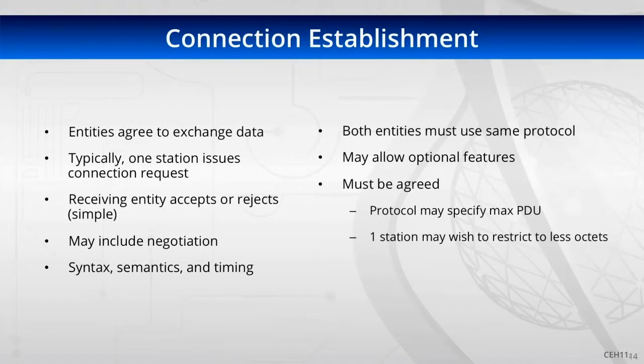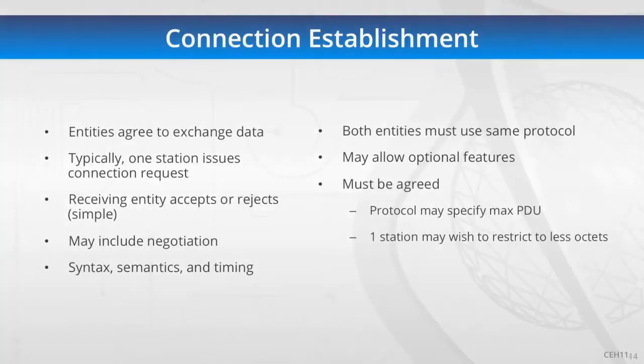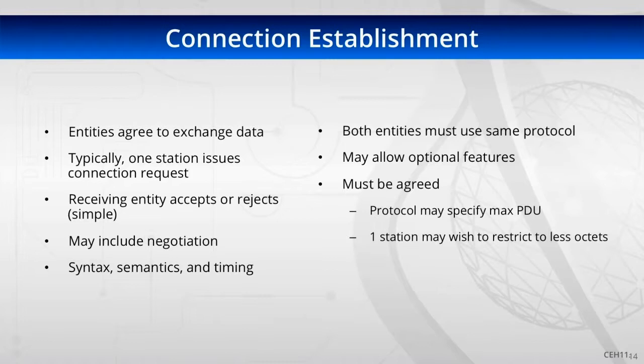One station issues the connection request. That's usually the client side of things saying, hey, I'd like to talk to you. And then the receiving entity says, I'll accept this request. Most of the time, servers automatically accept. There could be a negotiation in there, especially when we're going to an upper layer protocol like SSL. We'll negotiate some other variables. It may be, okay, this is our speed, this is our data, this is our encryption algorithm, this is how we do that. We'll do some sort of syntax, semantics, and timing, getting us ready to go. Now the rule is that both entities have to use the same protocol.